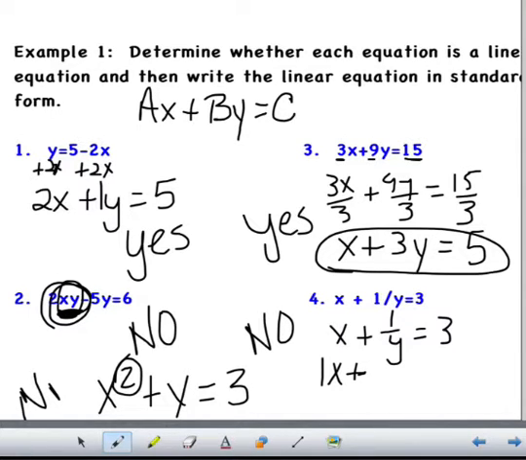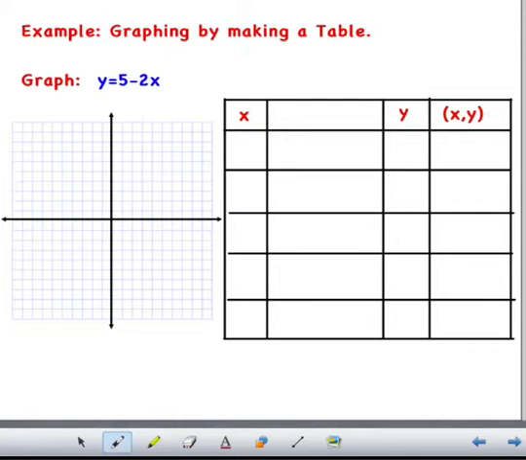Okay, so now we've talked about whether something is a linear equation. Now let's get down to where we're going to graph them. You may want some graph paper for this. It says graph by making a table. All we're going to do is pick some values for x and plug them in and see what y is equal to, and then we're going to graph those ordered pairs. Okay, and then you're going to have your line.